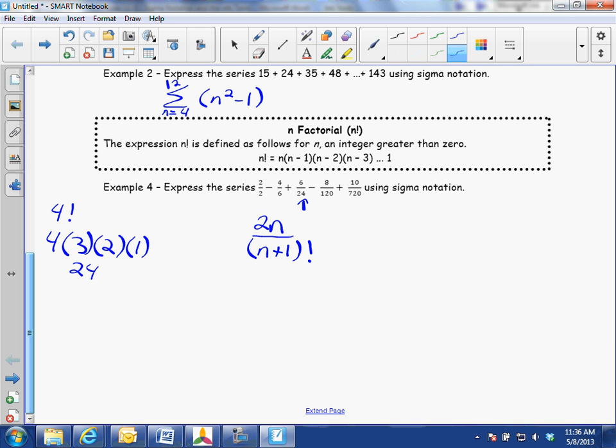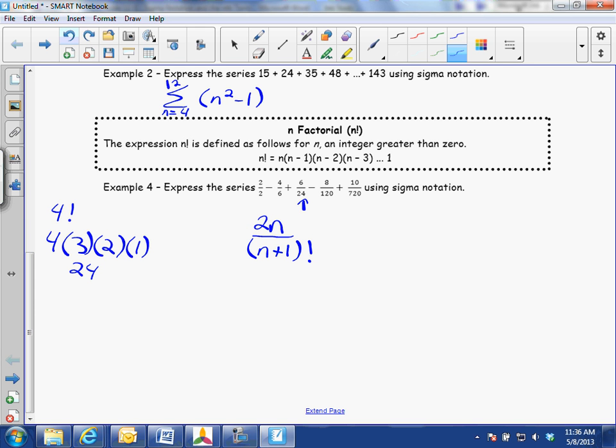Okay, factorial, but now we need to add the negative to it. We have to bounce back and forth from negative to positive. How do we do that? Put a negative in front. Let's put a negative here, and then they're all negative.